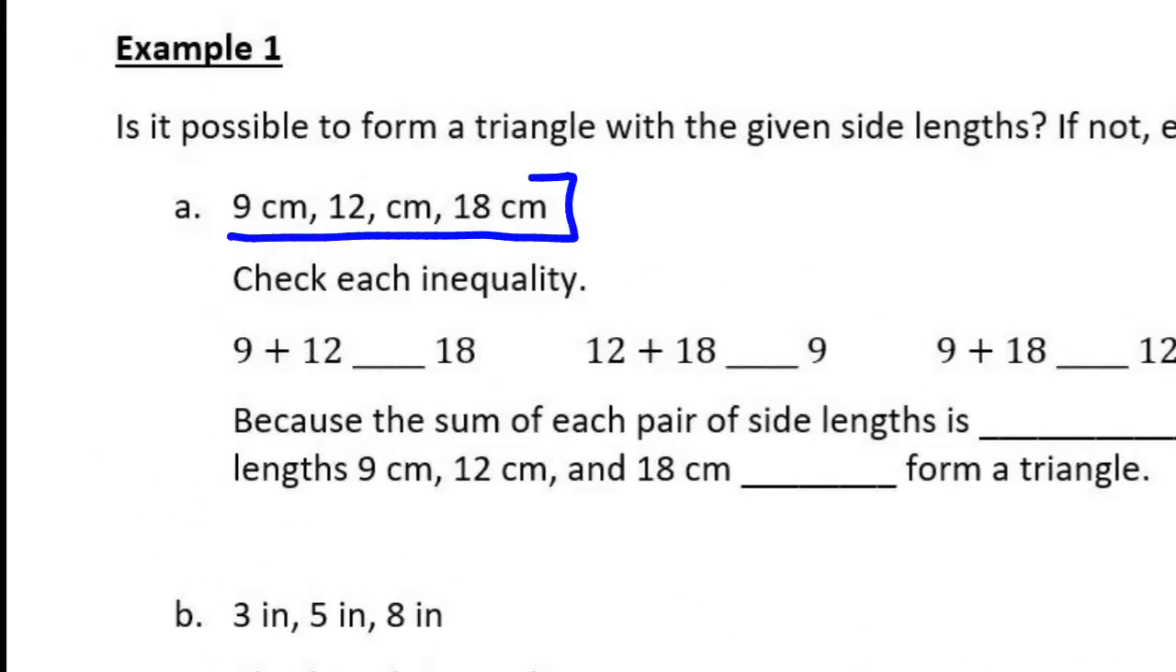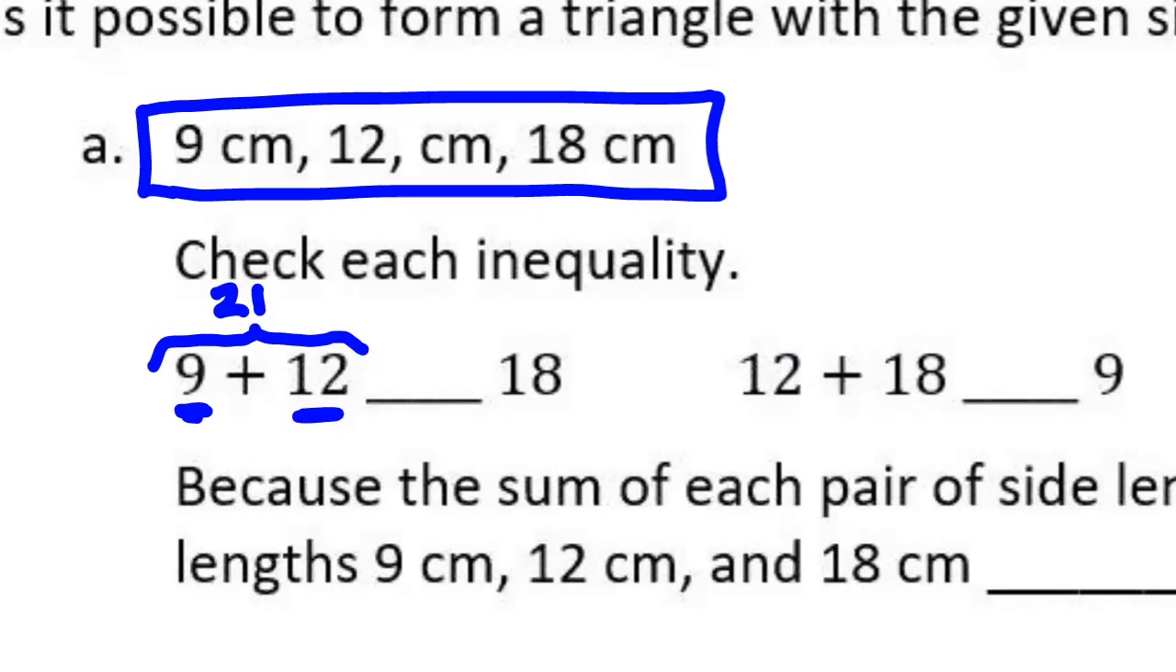So here are my side lengths: 9 centimeters, 12 centimeters, and 18 centimeters. We're going to add each pair of sides together. Let's start with 9 and 12. When you add 9 plus 12, you get what? 21. 9 plus 12 is 21. Is that greater than, less than, or equal to 18?